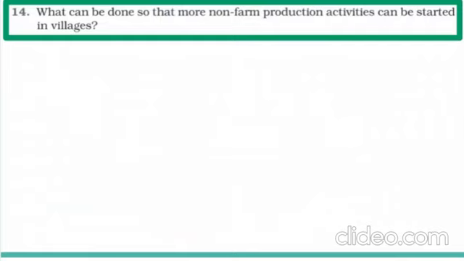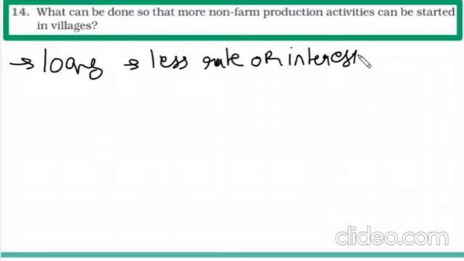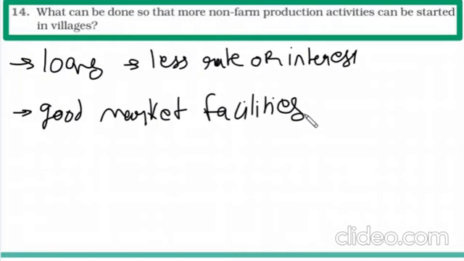So students, for non-farm production activities like dairy, shopkeeping, and small scale industry, what can be done? First thing is, loans should be available at a low rate of interest, so that small people who don't have that much money can take loans at a low rate of interest, right? Secondly, there should be good market facilities, so that they can go and sell in those places properly without any problem.